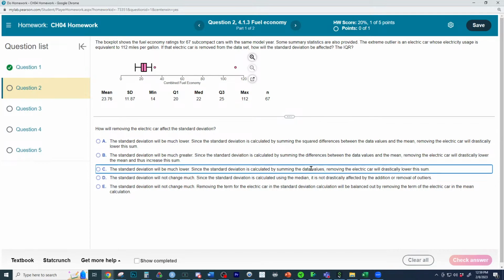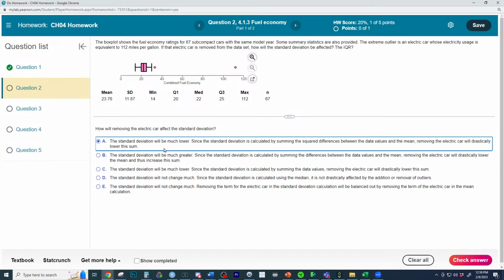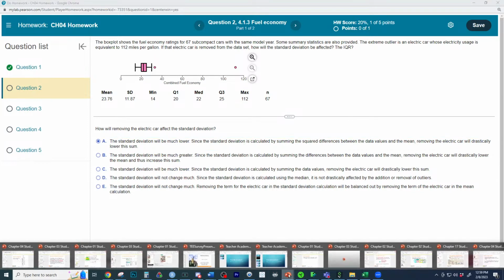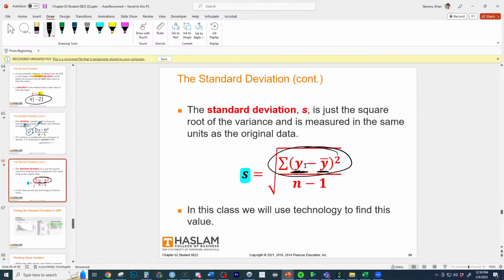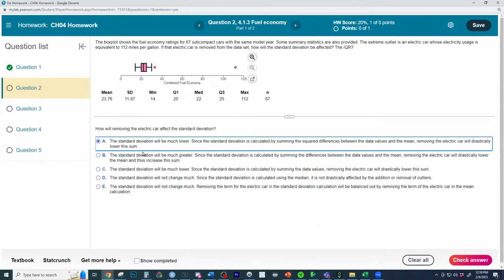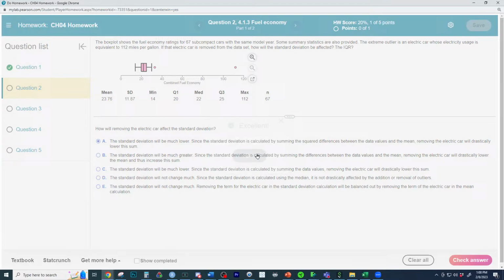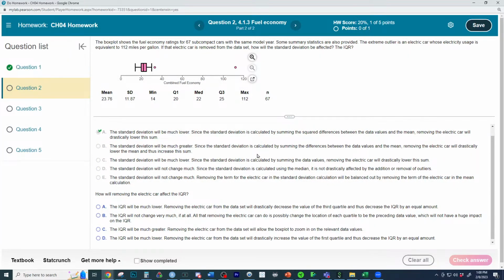Since the standard deviation is calculated by summing the data values, no. The standard deviation will be much lower since the standard deviation is calculated by summing the squared differences between the data values. There it is right there. And that is literally what we see in the formula for standard deviation. It's the squared differences between the mean and the observed value. So that's the difference between the observation point and the mean of the data. And then we square those and sum them. And that is literally what it's saying right here, since the standard deviation is calculated by summing the squared differences.